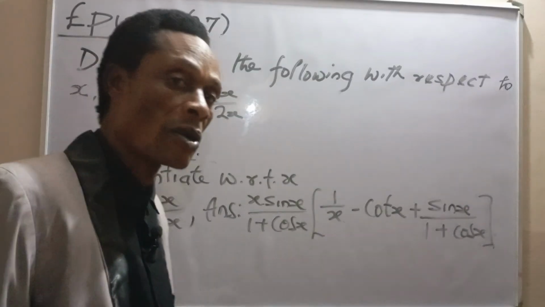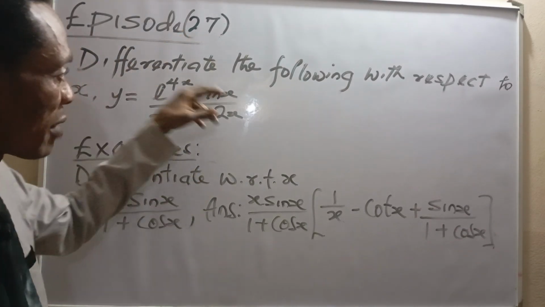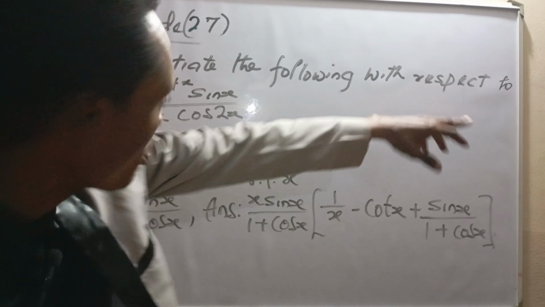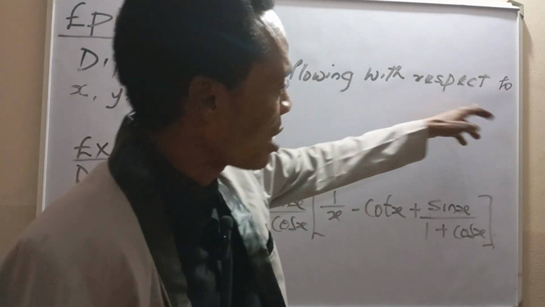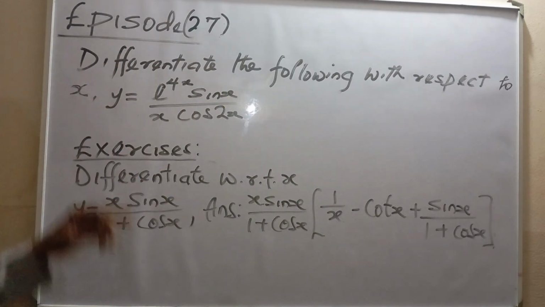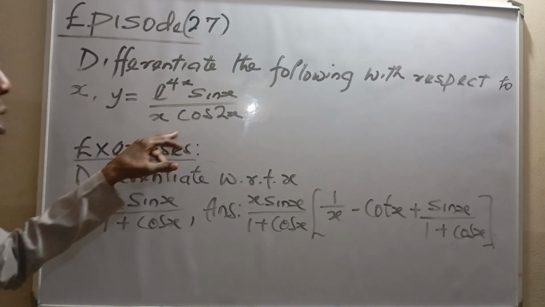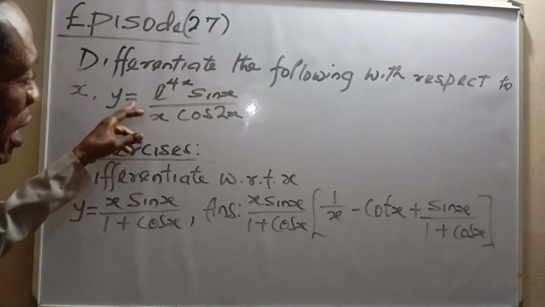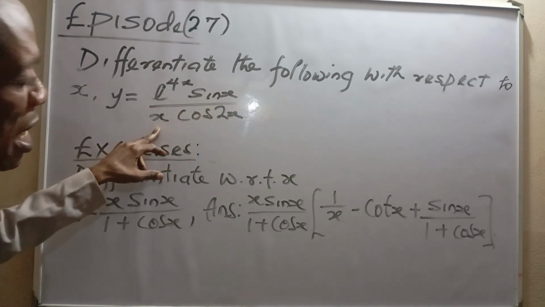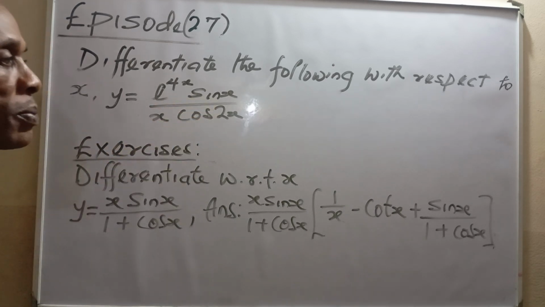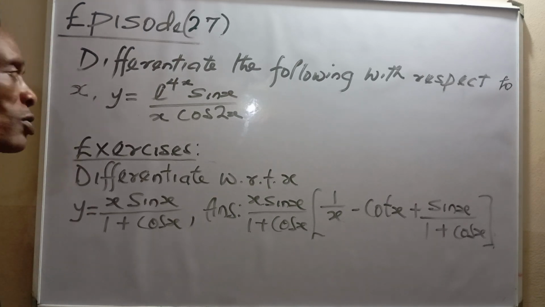Okay, let's consider the next episode, which is episode 27. It says differentiate the following with respect to x. Here, y equals e^(4x) sin x all over x cos 2x. Y equals e^(4x) sin x all over x cos 2x. Okay, this is a question from differentiation as usual.